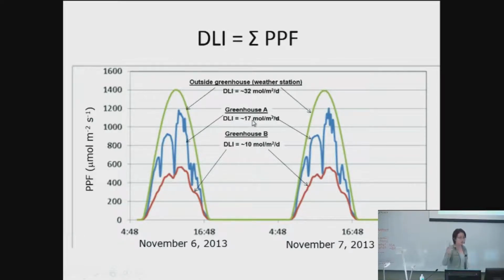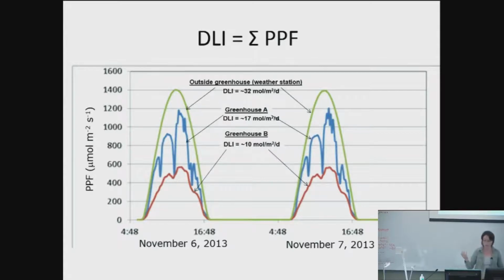Tomato is a high-light-loving crop. As long as temperature is maintained, they can grow under very high light. But researchers suggest the optimum is around 30 moles per square meter per day. So greenhouse A is even too low for achieving a great yield of tomato. Outside is good, but maybe the temperature is not, because it's November and you have cold nights, and tomato doesn't like that cold temperature. So that's actually the basis of the DLI recommendation.